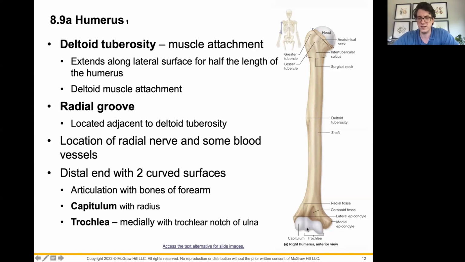Now we can also see the articular surfaces down here. Articular surfaces are going to be important. Here we have the capitulum and the trochlea. The capitulum is going to look like a little marble. It's very, very smooth, very, very round. This is because the head of the radius is also smooth and round, so it's going to sit up flush against it.